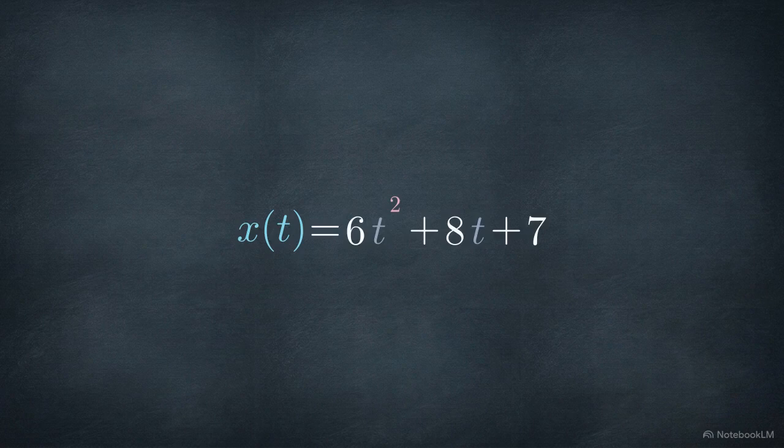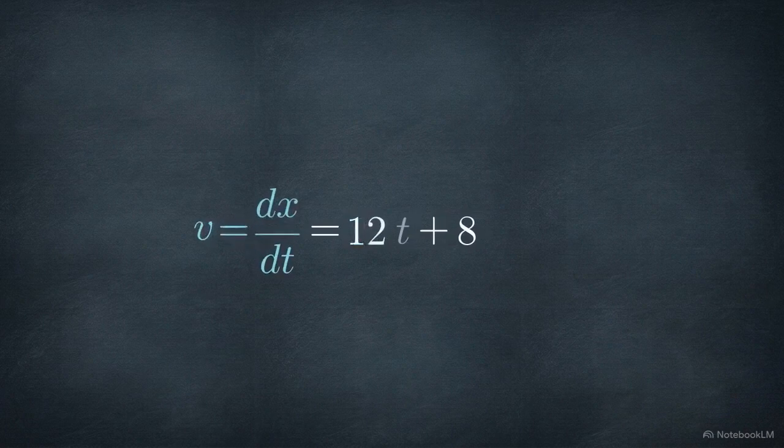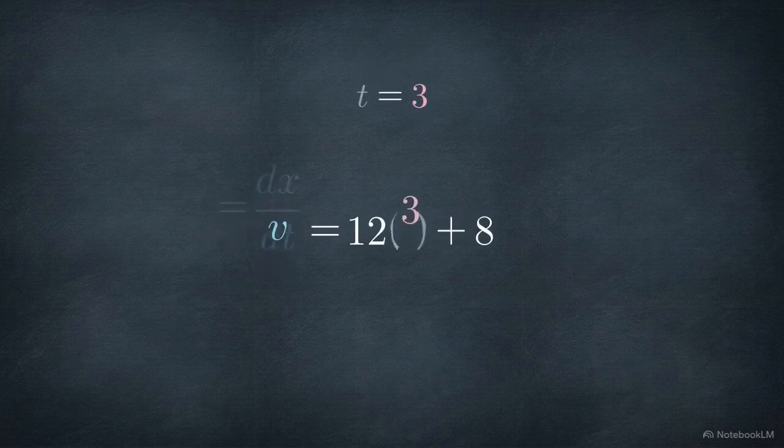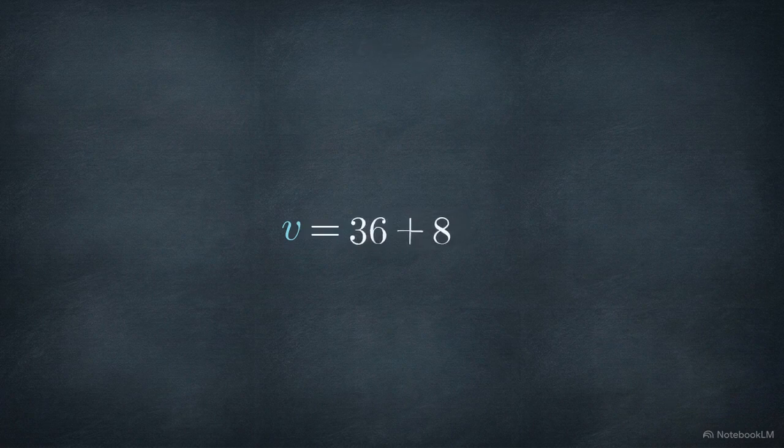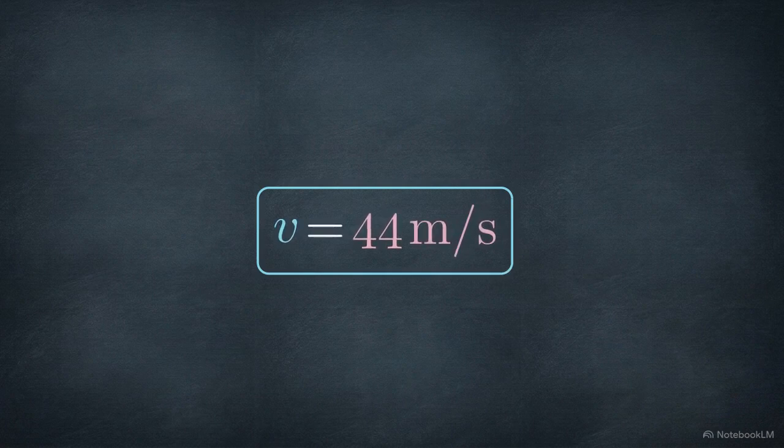X as a function of time equals 6t squared plus 8t plus 7. By applying the power rule of differentiation to this function, we drop the exponents and multiply. This generates an entirely new equation built strictly for measuring velocity. Our derivative function, dx over dt, equals 12t plus 8. We now have a functioning velocity formula. To find the exact state of the object at precisely 3 seconds, we simply plug 3 in for t. 12 times 3 plus 8 yields an instantaneous velocity of exactly 44 meters per second.